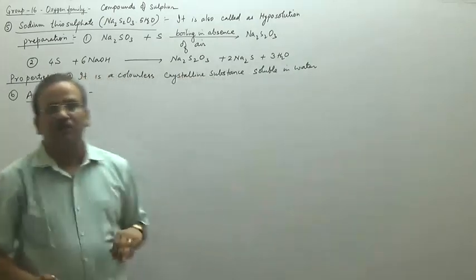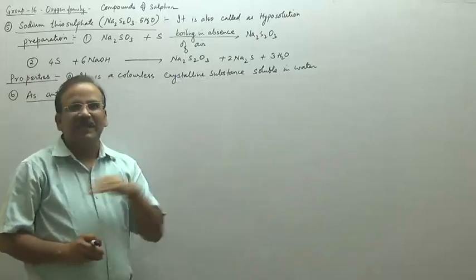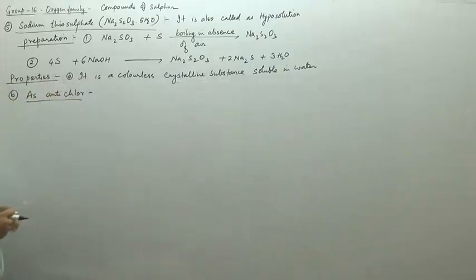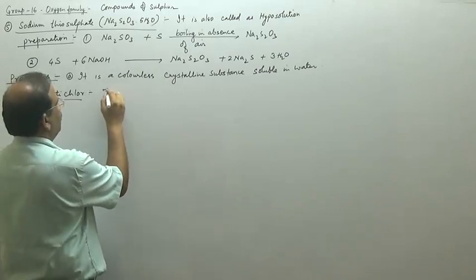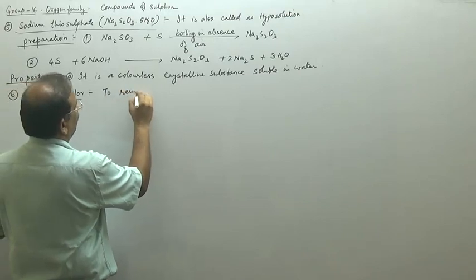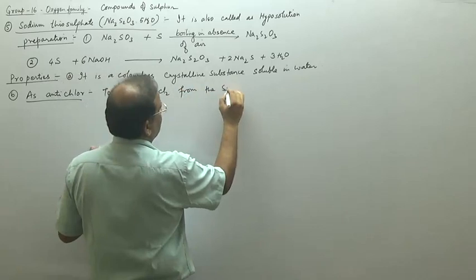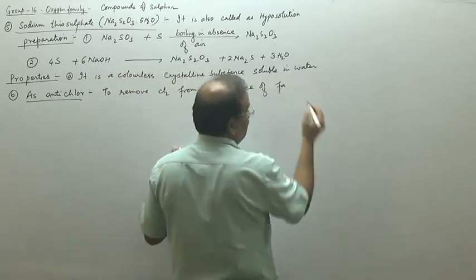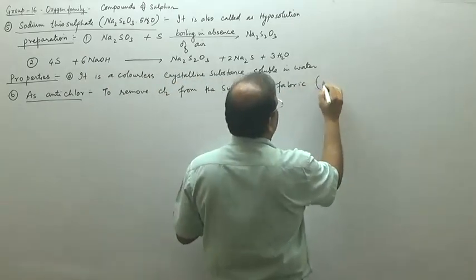So we'll say that anti-chlor means it removes chlorine, the bleaching substance, from the fabrics. We used to say that anti-chlor removes chlorine from the surface of the fabrics while dyeing.